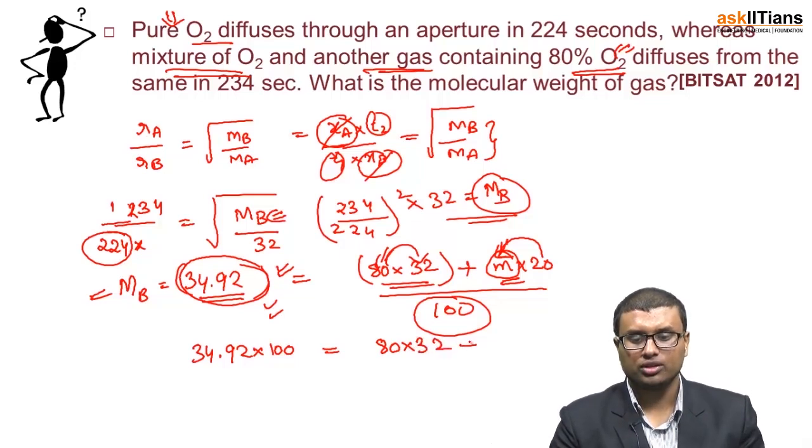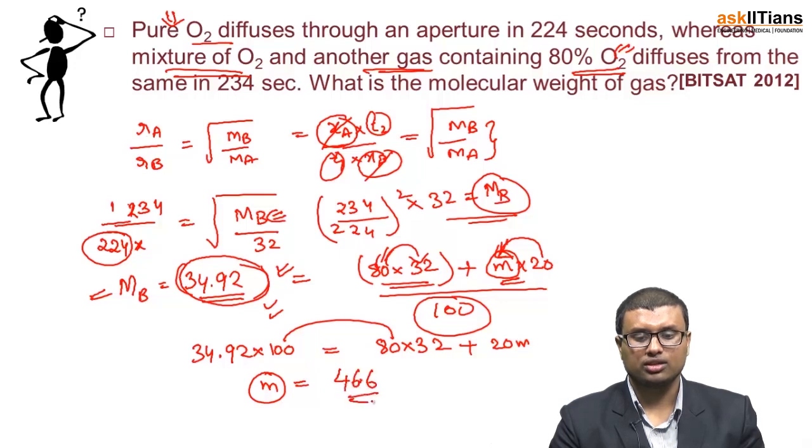(80 into 32 plus 20 M). So M value is nothing but the molecular weight of the gas. So it is nothing but this minus this. The molecular weight of the gas is 46.6.